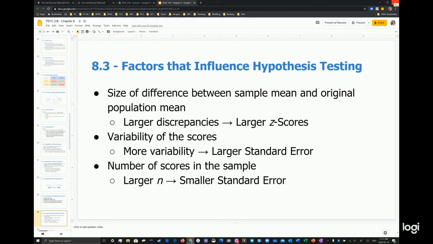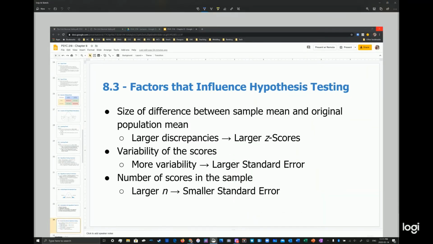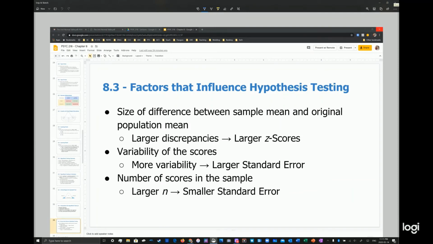Other factors that influence hypothesis testing would be good to know, especially if you continue on with statistics. The size of the difference between the original population mean and the sample mean matters: the larger the difference between those means, the larger the Z-score. That makes sense. It's a more extreme value, and the Z-score is a location score.